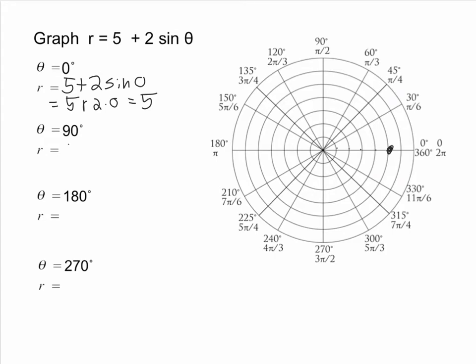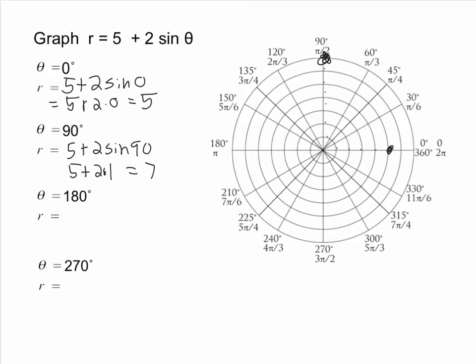When I'm facing 90, I'll have 5 plus 2 sine 90, and the sine of 90 is 1. So this will be 5 plus 2 times 1, which is 5 plus 2, which is 7. So when I'm facing 90 degrees, I'm all the way up at 7, right on the edge for this particular graph.